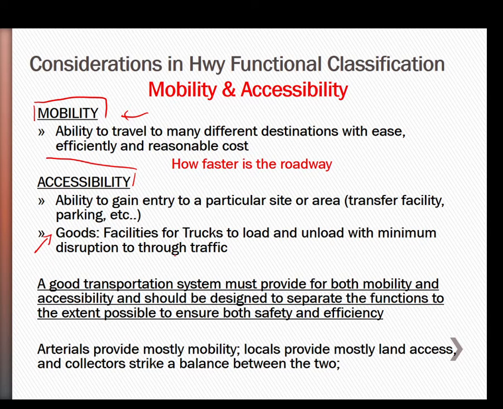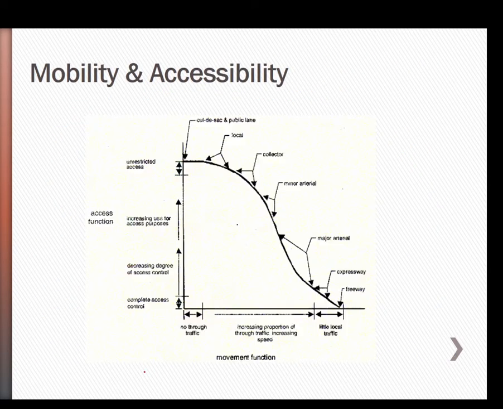Again, a good transportation network has to be like a tree with a stem, with some branches, and some twigs. So we have the main roads, we have the collection, and we have local roads. So it has the balance between both. It provides mobility and also some kind of accessibility. Arterials provide the best mobility, locals provide the best access, and collectors strike the balance between the 2.